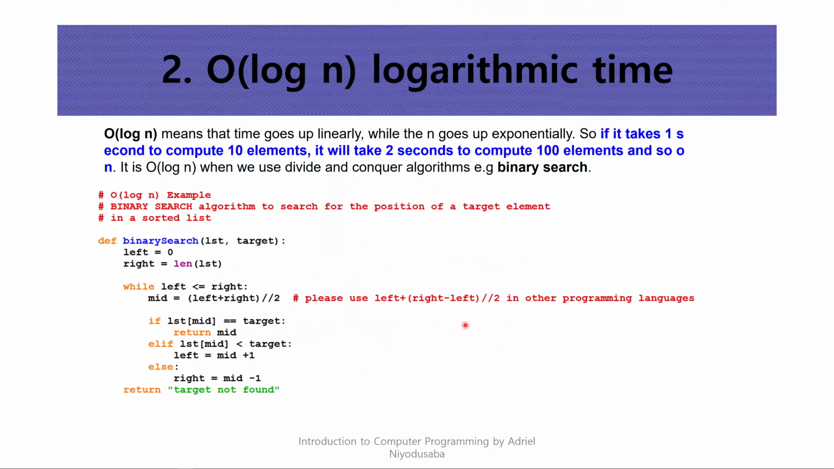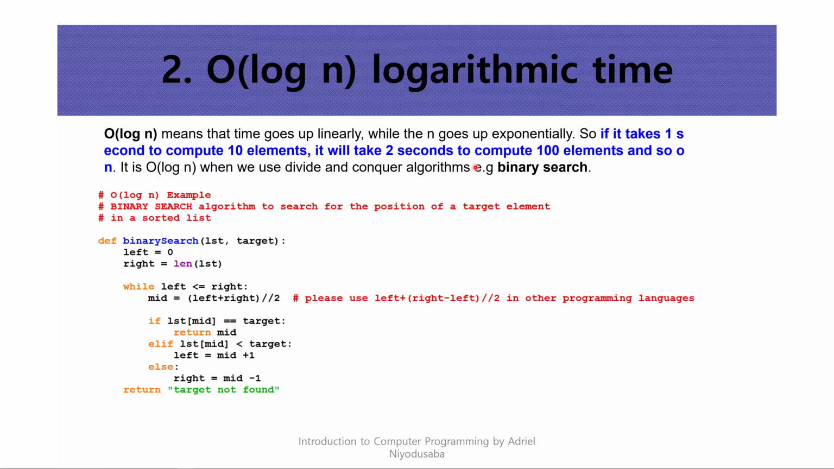Now the second complexity is log n. Now what's log n? Oftentimes we use the logarithm in base 2, and basically what that means is as the inputs go up exponentially, the time required goes up just linearly. So to put that in context, imagine if it took 1 second to compute 10 elements, then it would only take 2 seconds to compute 100 elements, and so on. It would then take 3 seconds to compute 1,000. This is basically how it works.